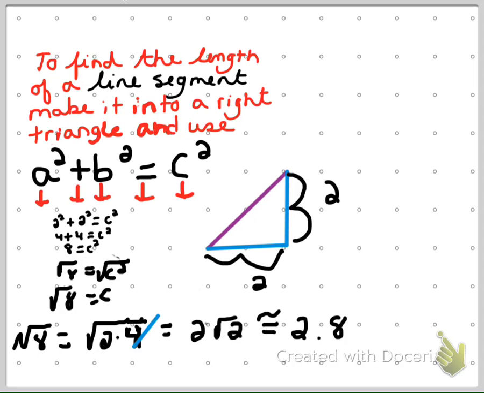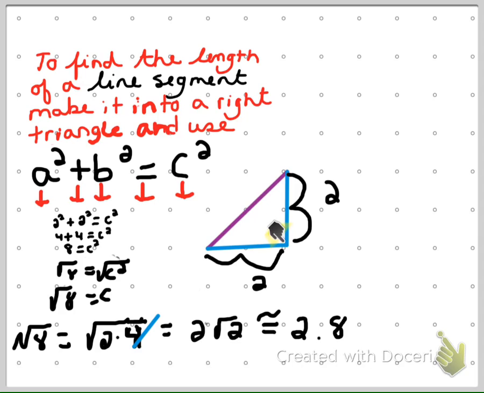To find the length of a segment, when you're shown a length on the grid like this, all you have to do is make it into a right triangle and then use a squared plus b squared equals c squared. Now, when I make this into a triangle, this is the original line segment I was given. And so I drop a straight line down here and a straight line over here, and now it's a right triangle. And this angle right here is my 90-degree angle. So now this side length is 1, 2. So A is 2 squared.